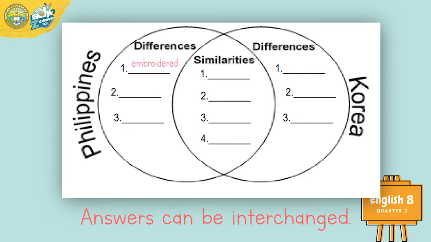Number 1, embroidered. Number 2, puff sleeves. Number 3, fitted. So as long as these three are given or written under the differences under the space of the Philippines. Now next, the Korea differences. We have three, again they can be interchanged. Number 1, hand painted. Number 2, loose skirts. Number 3, full skirts.